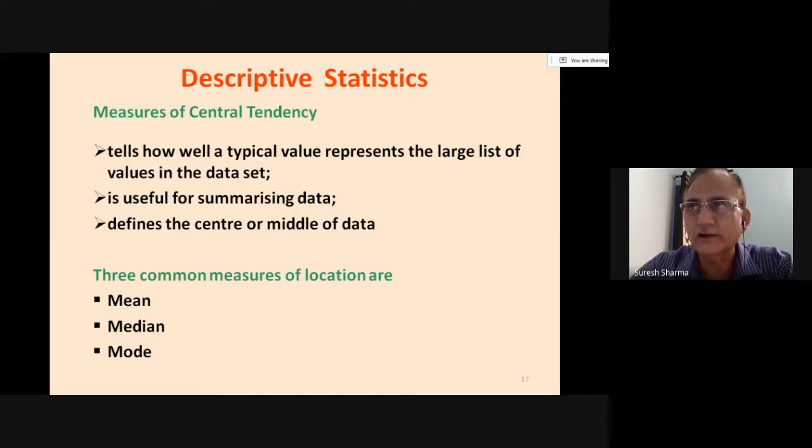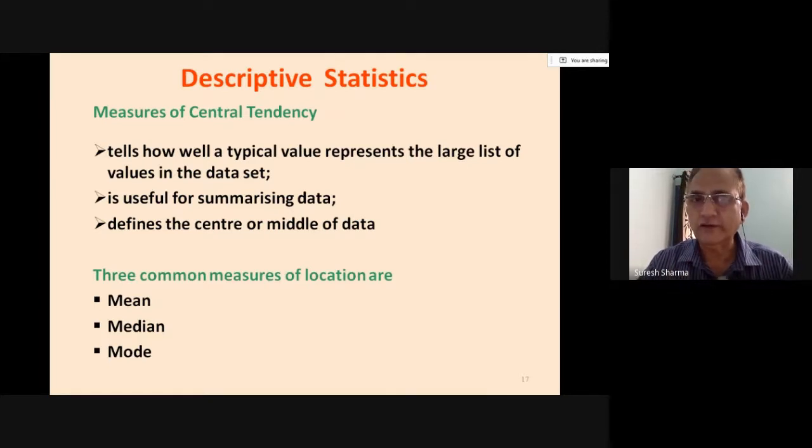But these are just 100 oranges. Suppose I give you 5,000 observations. Suppose I give you 5 lakh observations. Then the task becomes difficult. That's why we look into descriptive statistics, like mean, median, mode, right? So they are very helpful in describing your data.